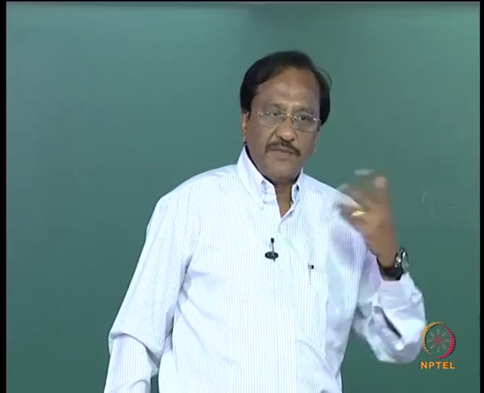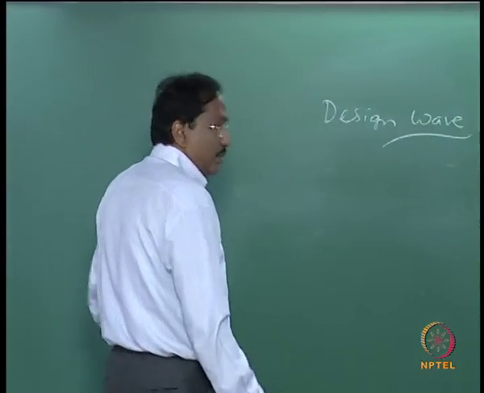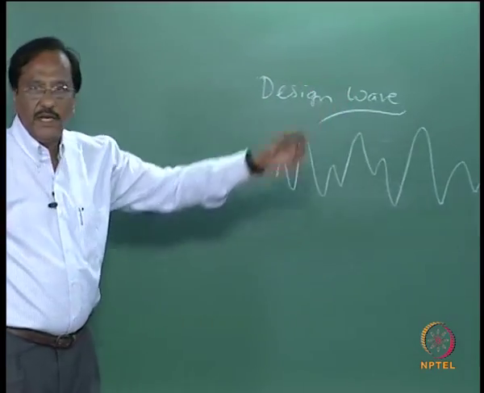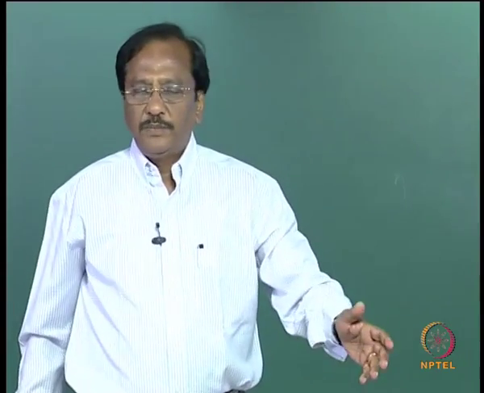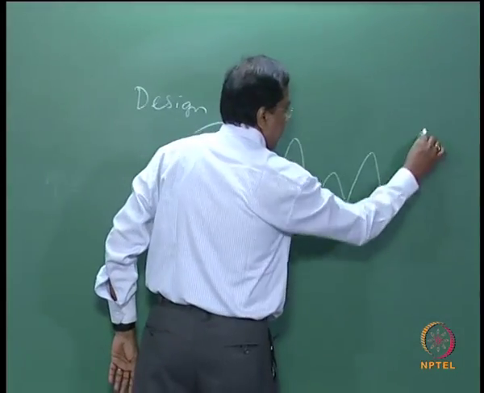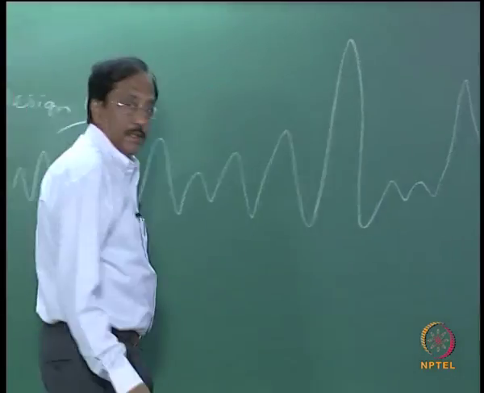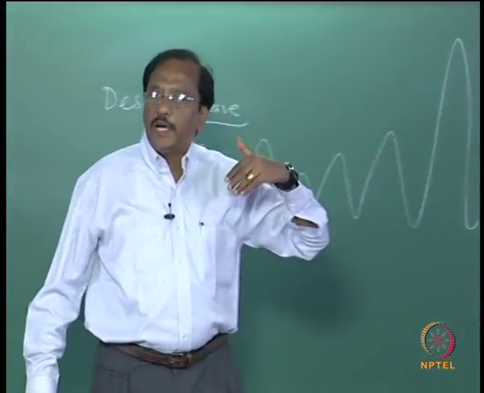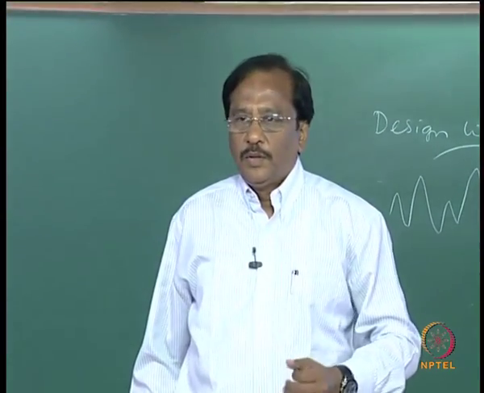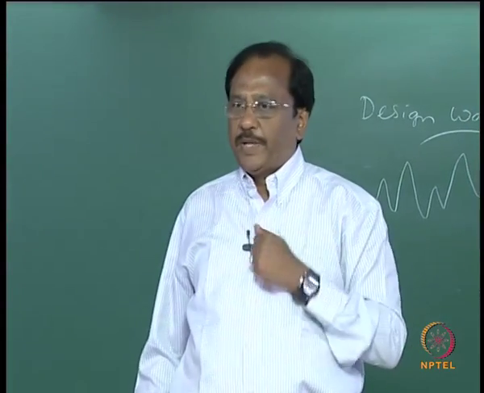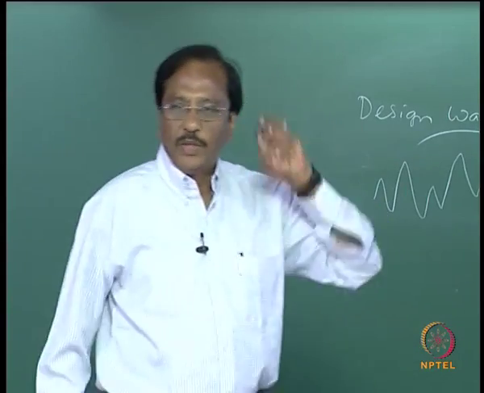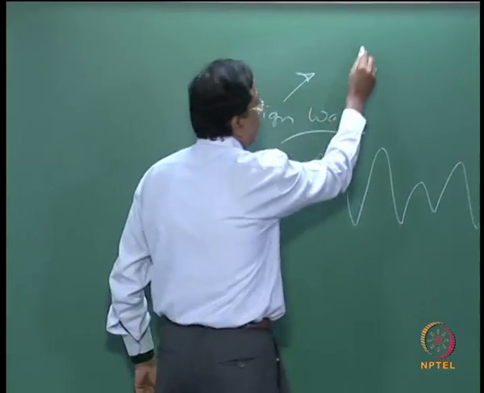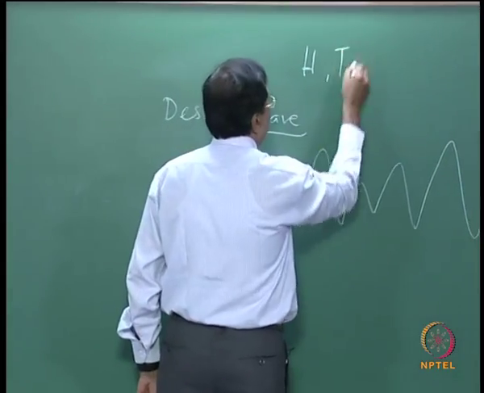I will introduce later the concept of random waves, but as of now, you should have in mind that the ocean waves, if you measure the water surface elevation in the ocean, the time history will be something like this. So this is a random wave, and you need to analyze this random wave, and you arrive at certain statistical parameters from which you finally come up with a design wave, which will have a design wave height and a corresponding wave period.